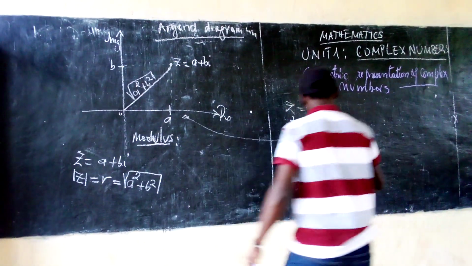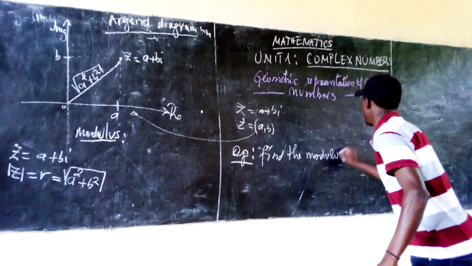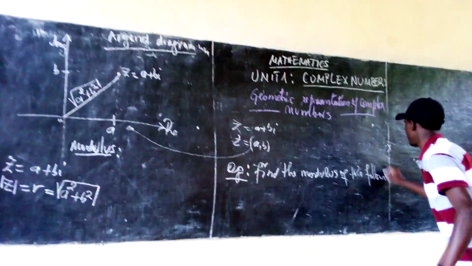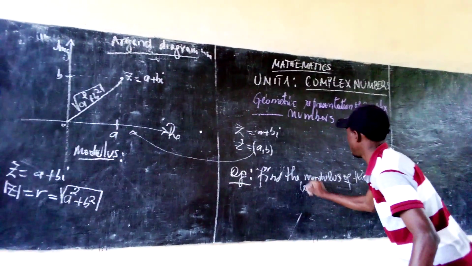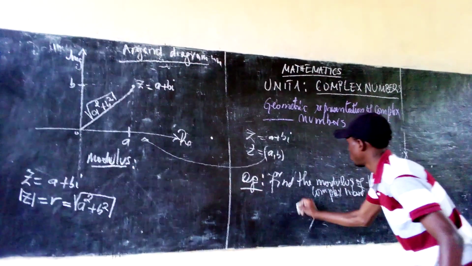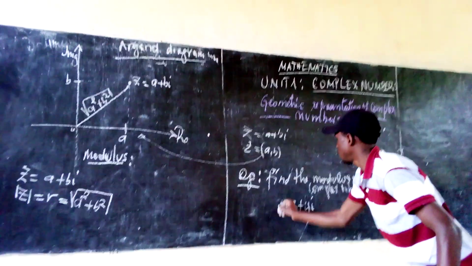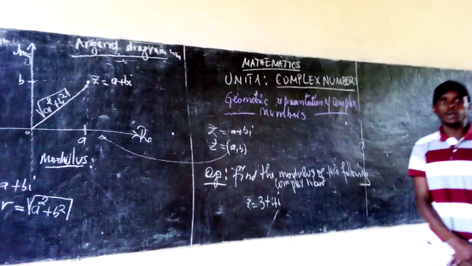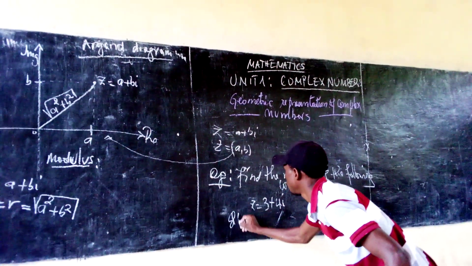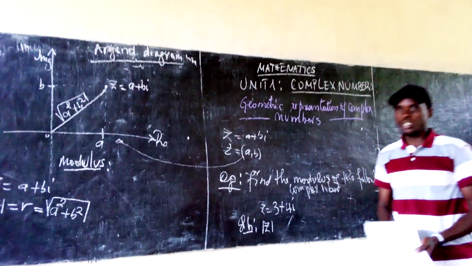This is an example. Find the modulus of the following complex number: 3 plus 4i, for instance. This is my complex number. To solve this question, we are asked to calculate its modulus.